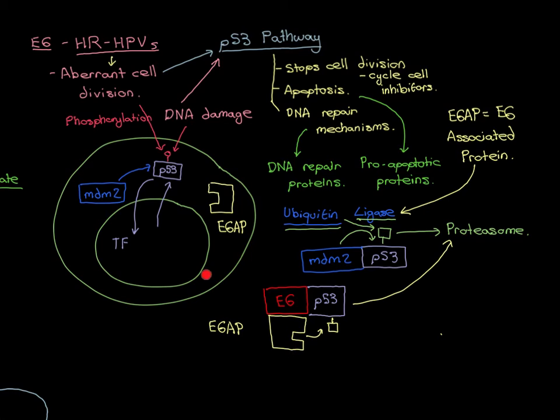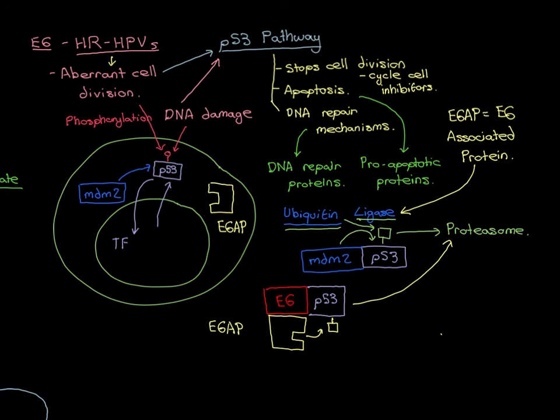P53 levels go down in the cell to levels below what they were when the MDM2 was just responsible for its degradation. P53 has an even shorter life cycle. It lives for an even shorter amount of time, and you just don't have the time to phosphorylate the P53 before the E6 has resulted in the degradation of P53. So effectively you destroy the P53 pathway in these cells that have this E6 protein.